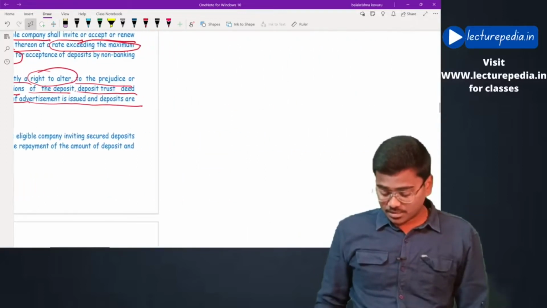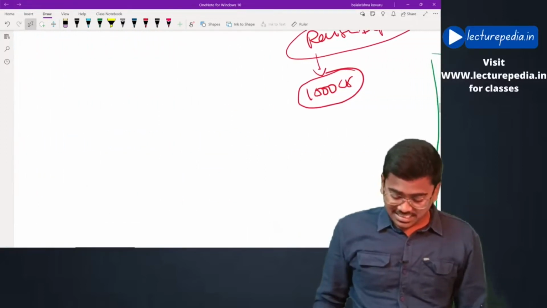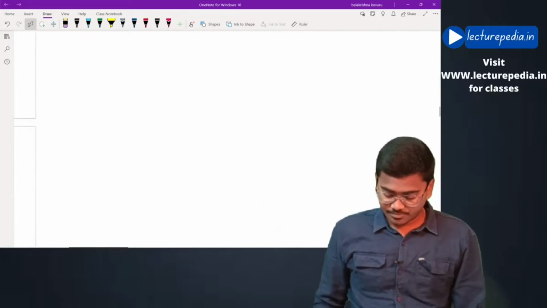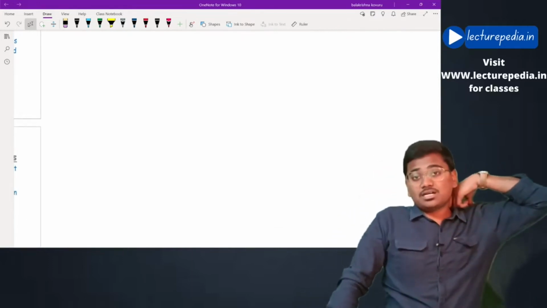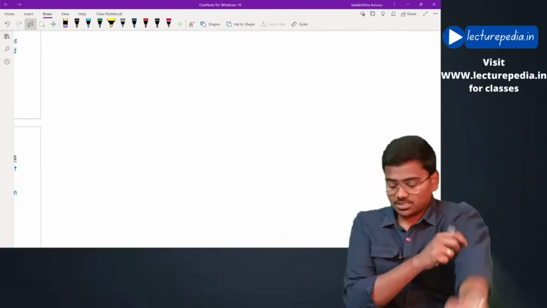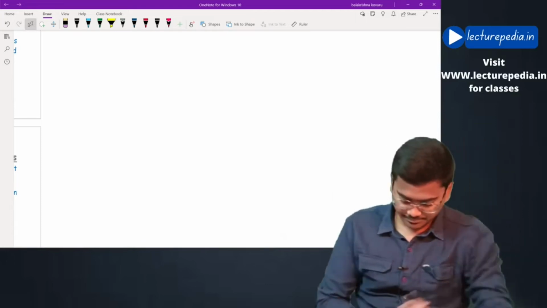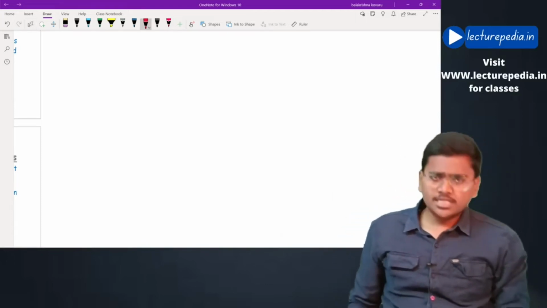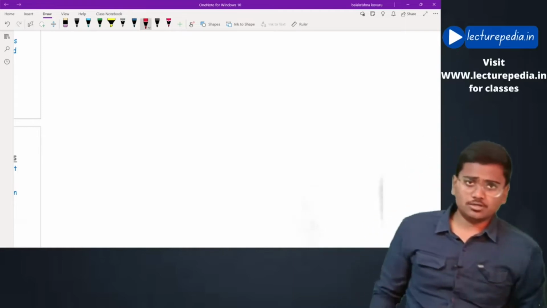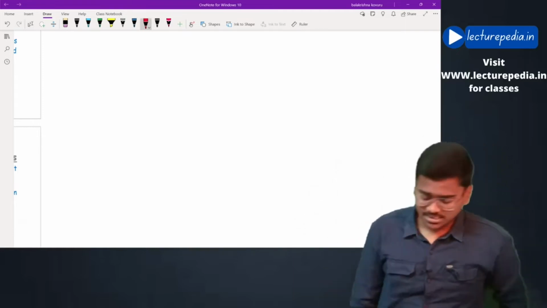Next, we'll discuss the tenure of the deposits. What should be the maximum tenure of the deposits? Let us see. Tenure means repayment period; you can also say maturity period.